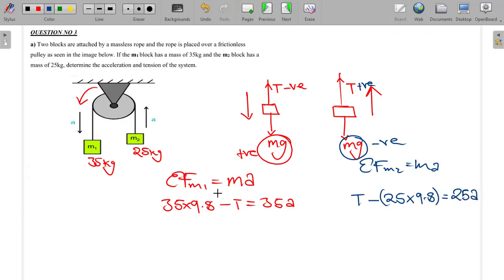All right. So 35 multiplied by 9.8 gives me 343. So I have 343 minus tension, which will be equal to 35A. Whilst here, for this particular object, I have tension minus 25 by 9.8, and this is giving me 245.